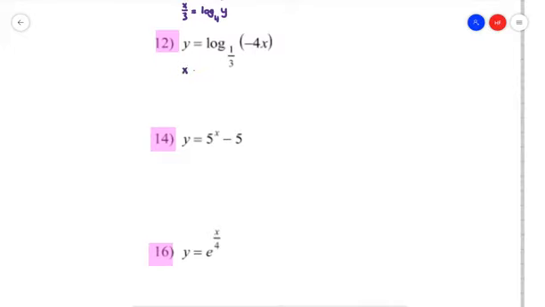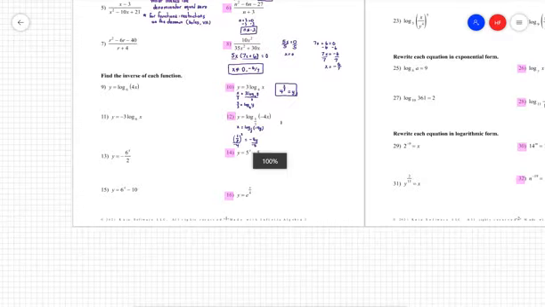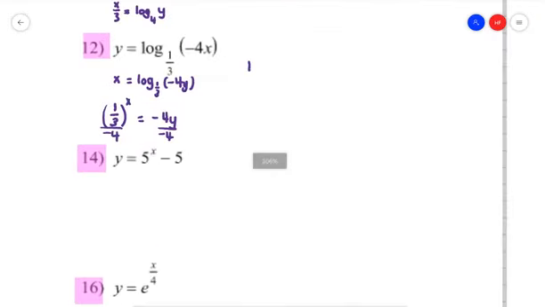Number 12, switch our x and our y variables. Convert, since we don't have anything that we can move around first. We get 1/3 to the power of x is equal to -4y. Divide by -4. And we get 1 over -4 times 3 to the power of x.